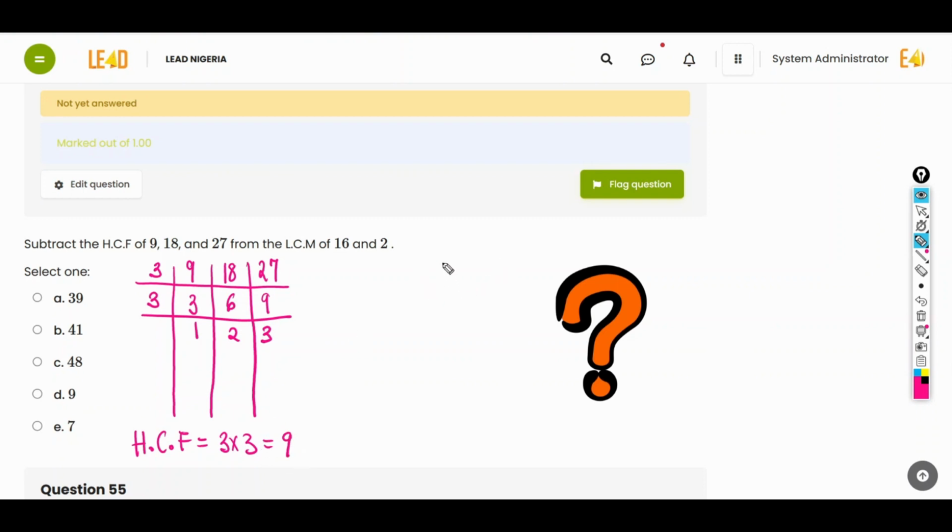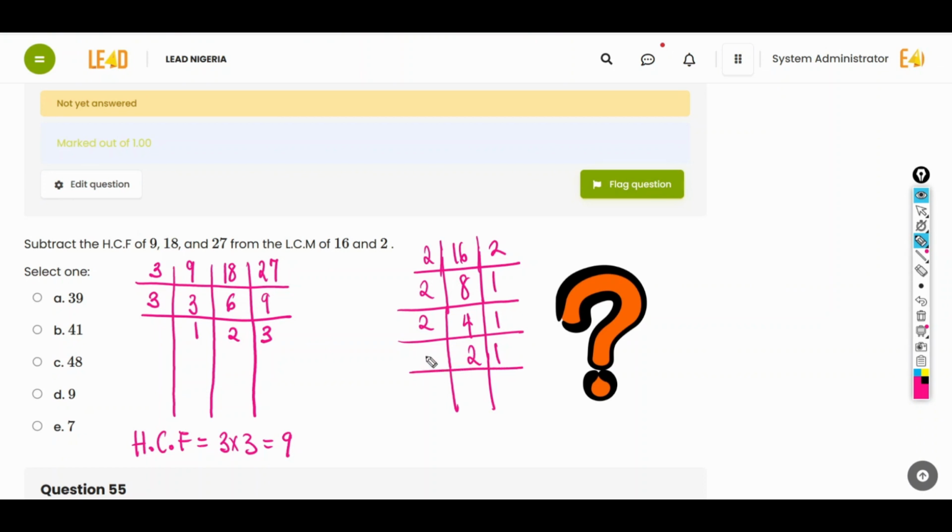For LCM, we have 16 and 2. So let's find the LCM of 16 and 2. All right, so we can use 2. We'll have 8, 1. We can use 2. We'll have 4, 1. We can use 2. We have 2, 1. We can use 2. We have 1, 1. So LCM would be 2 times 2 times 2 times 2 times 2, which gives 16.